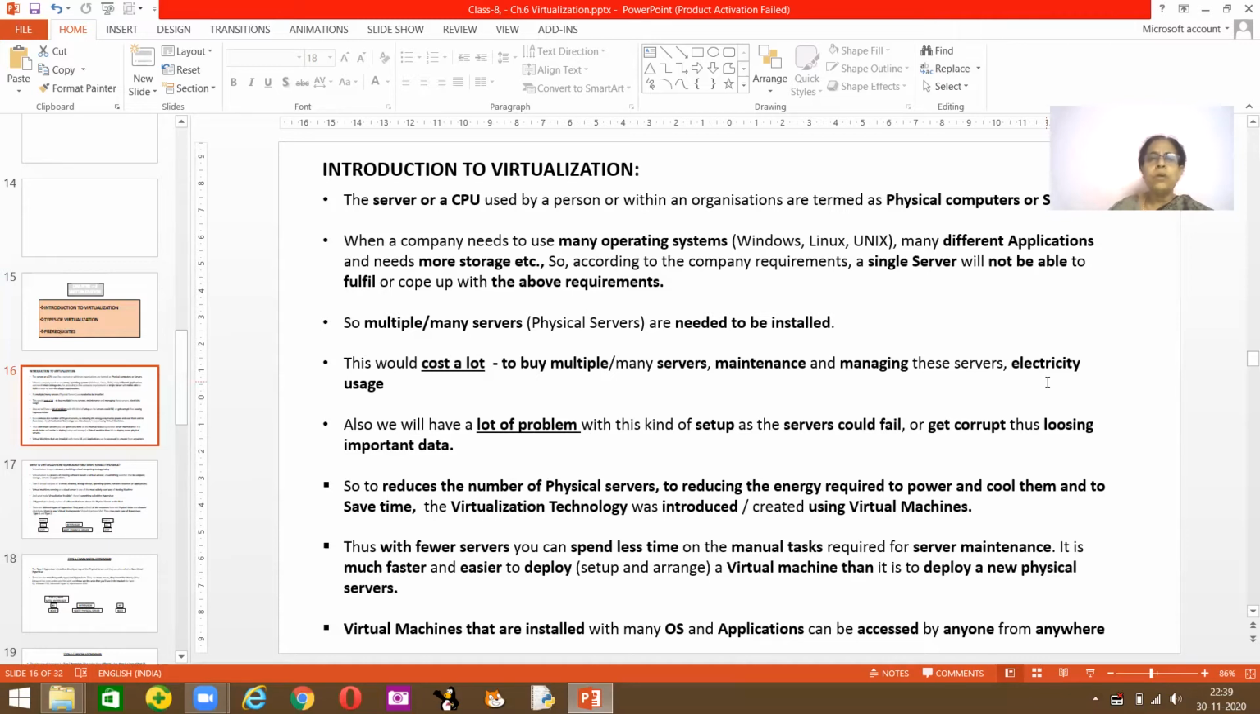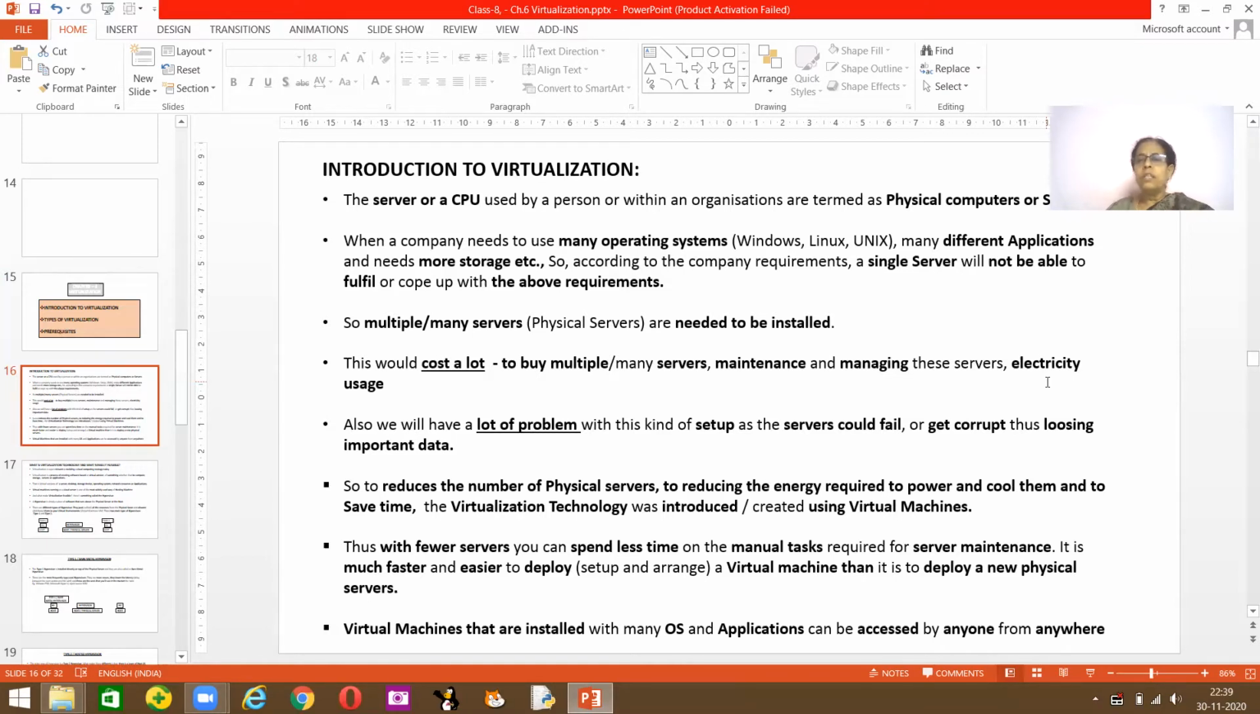If you are going to install so many servers, it would cost a lot to buy them, and maintaining and managing all these servers would be a really tedious job, spending a lot of money and wasting a lot of electricity. There are also other problems with this type of setup. Sometimes the server could fail or get corrupted. When such things happen, you would lose all the important data stored in whichever servers got corrupted.